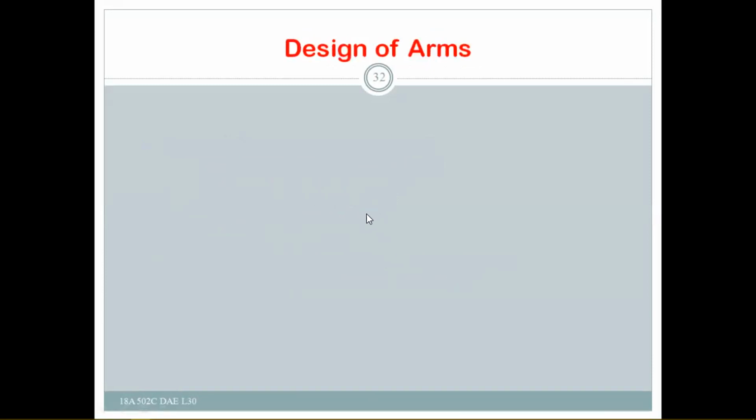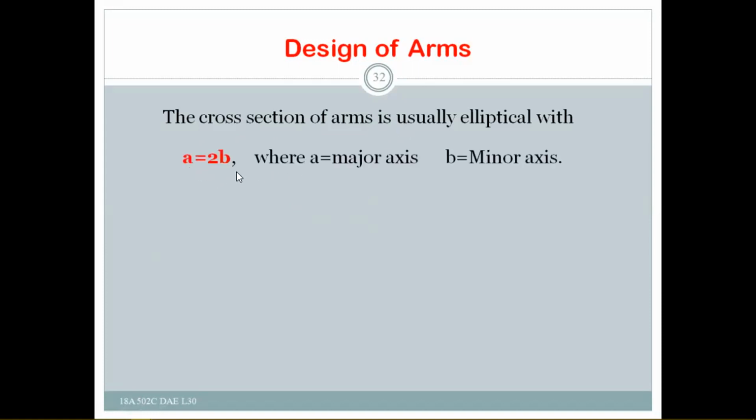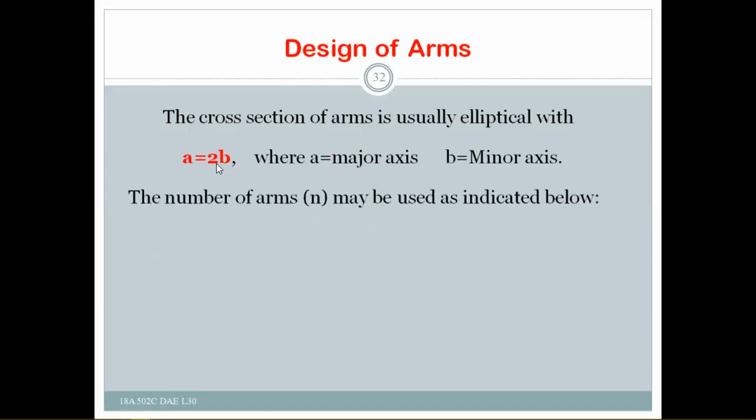And design of arms. The cross section of arms is usually elliptical with a is equal to 2b, where a is the major axis and b is the minor axis. This is the cross section, that means a is equal to 2b, where a is the major axis of the elliptical shape and b is the minor axis of the elliptical shape.